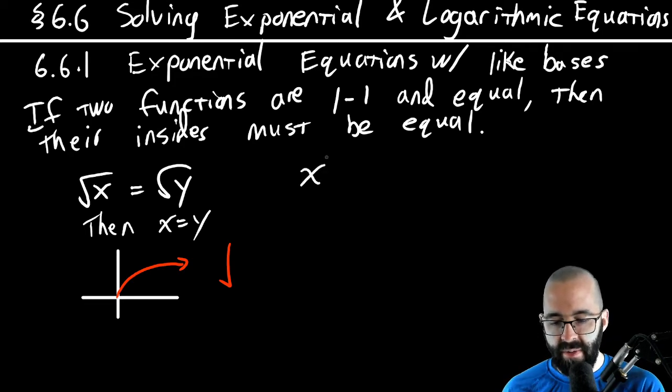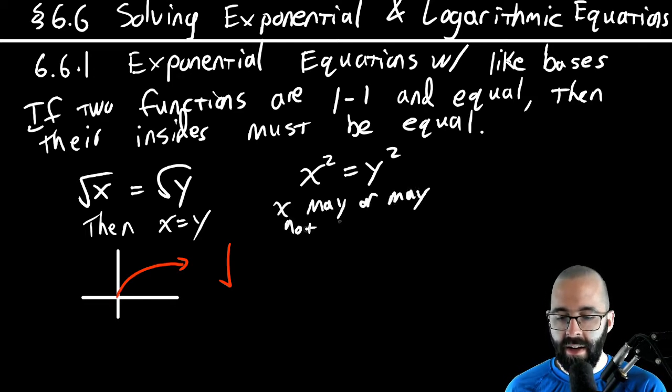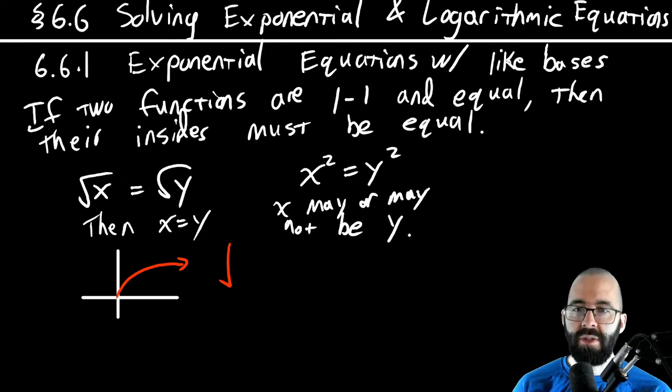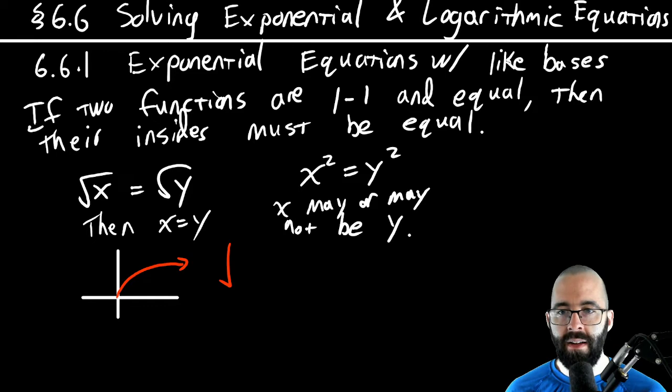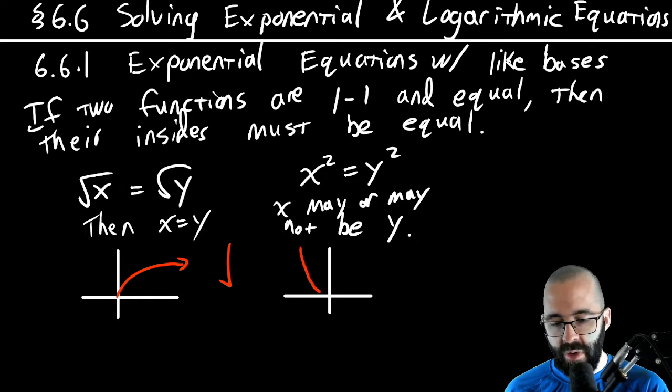But if I have something like x squared equals y squared, x may or may not be y. In fact, we know that x is equal to plus or minus y, because this is not one-to-one. Parabolas are not one-to-one. Parabolas fail the horizontal line test.